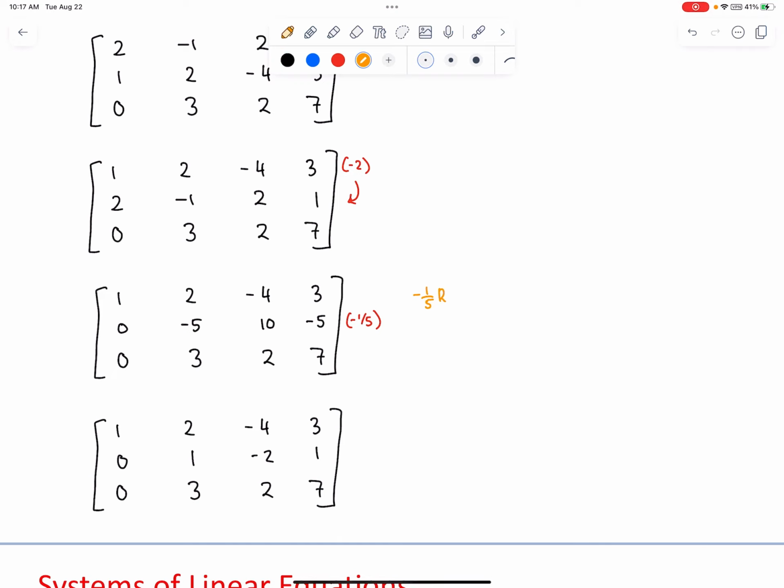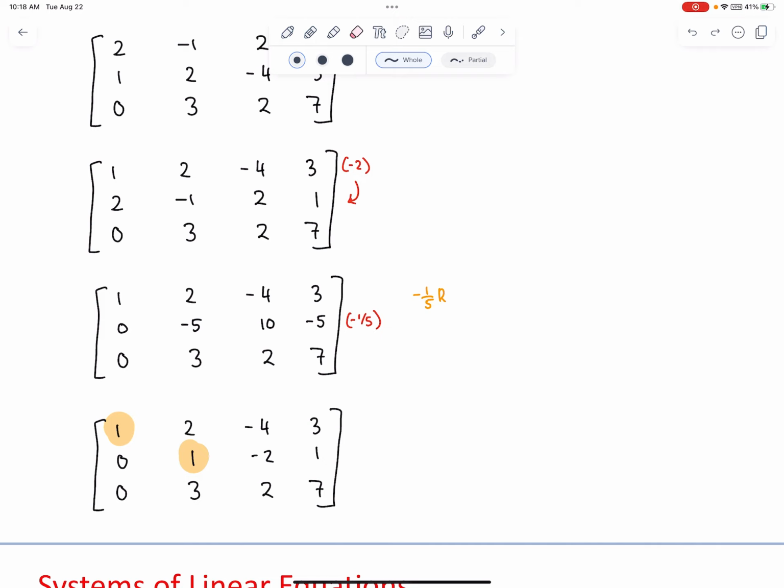Okay, at this point we have pivot 1s right where we want them. I'm going to focus on the second column right here. If I'm going for RE form, then I have to have a 0 below that 1. If I'm going for RRE form, then I've got to get a 0 above that 1 as well. Let's focus right now just on getting to RE form.